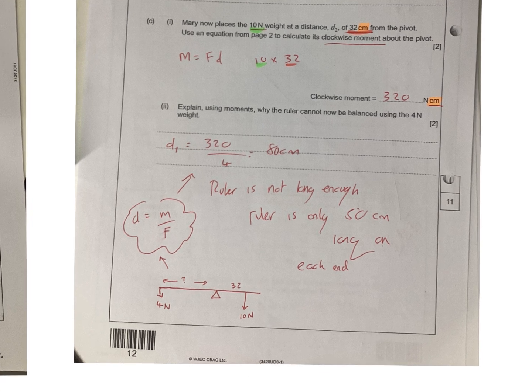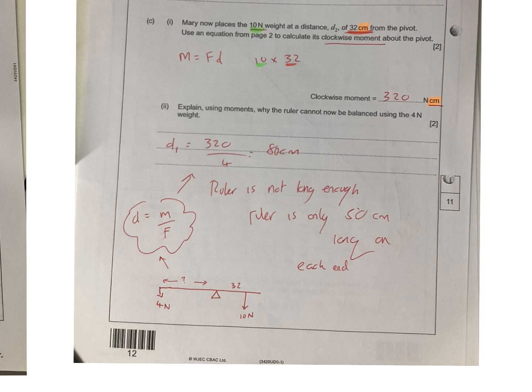A little bit different this time. We're given the moment. We just worked out that moment, and now we need to find that distance, because they say explain using moments why the ruler cannot now be balanced. Now, let's do the distance first. Let's work out the distance. That's my moment over my force, which is 4 newtons, because weight is a force. And I come out with 80 centimeters.